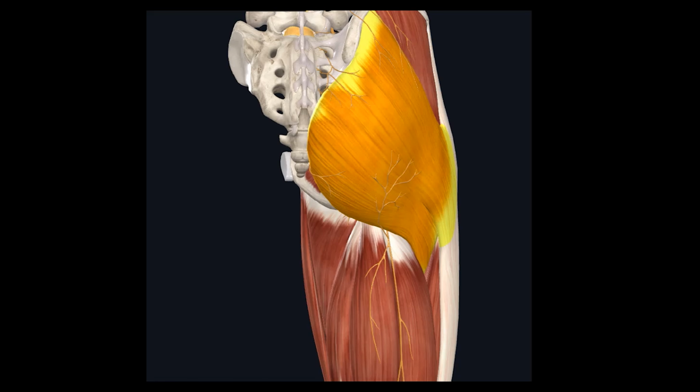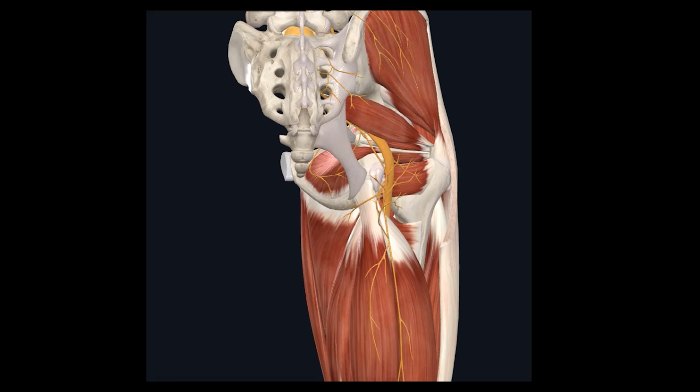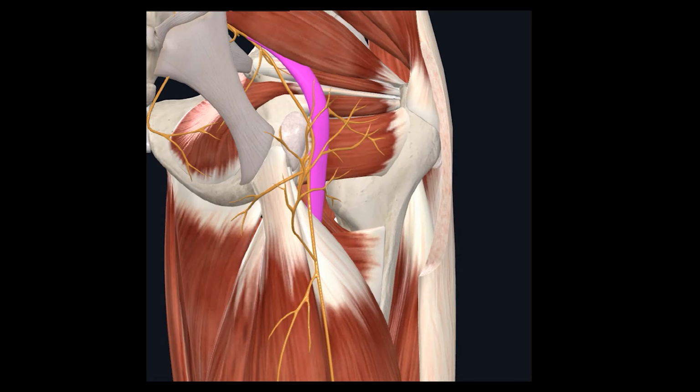I'm going to remove some muscles first, so let's remove gluteus maximus. And we can see that the sciatic nerve is exiting below the piriformis muscle and through the greater sciatic foramen, where it's given off branches along the way. This one here is the nerve to the quadratus femoris muscle. That's coming directly off the lumbosacral trunk. Let's just get rid of that one.